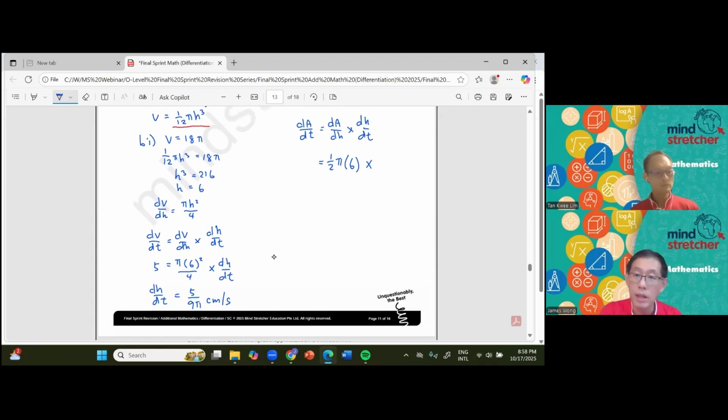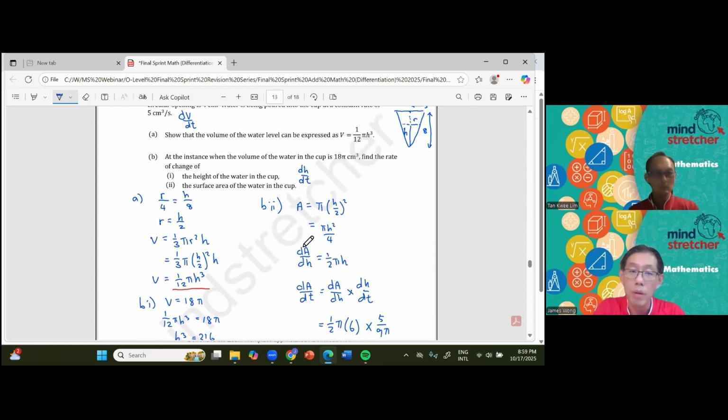So in this case, I can write it down, 5 over 9 pi. I just multiply this together. Pi and pi can cancel away. So in this case, you should get 1 and 2/3. Okay, 1 and 2/3. So be careful with your unit. In this case it will be centimeters squared per second. So this will be my dA/dt, the rate of change of my surface area at the point where the volume is 18 pi.